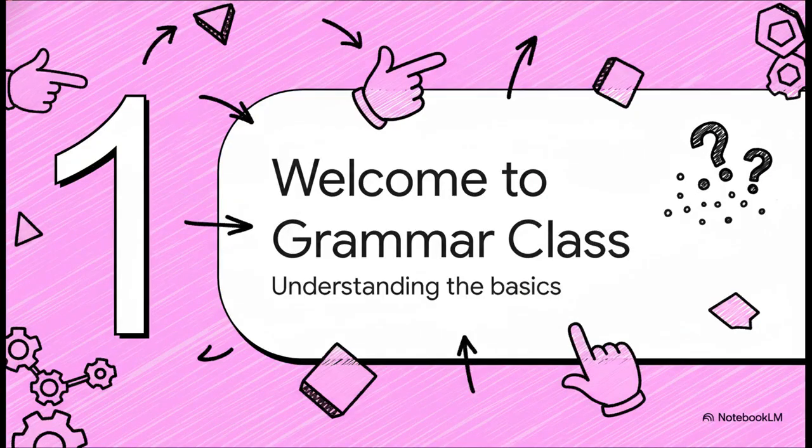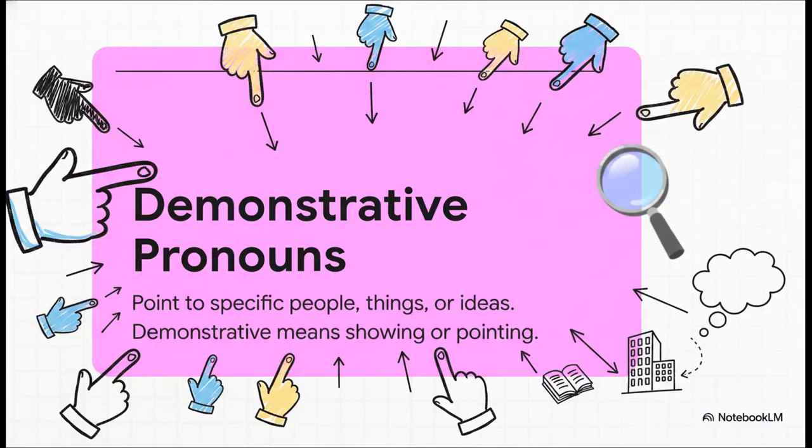Part 1. Welcome to Grammar class, understanding the basics of pointing words. Now, we are going to take this nice and slow today to clear up any common confusion. Demonstrative pronouns. What are they? Well, they are simply pronouns used to point to specific people, things, or ideas. In fact, the word demonstrative literally means showing or pointing.